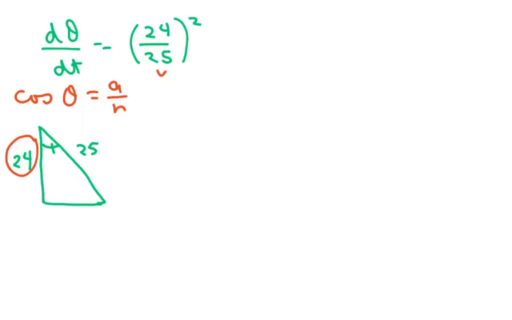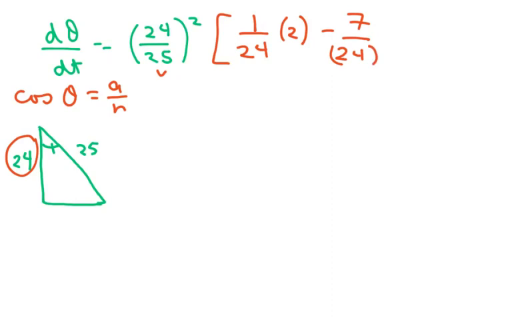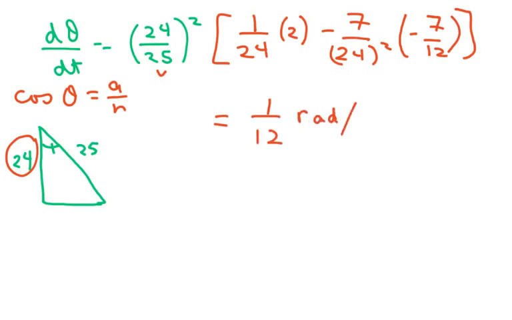And then we're going to fill everything else in. We get 1 over 24 times 2 minus 7 over 24 squared times negative 7 over 12. And when you multiply all this through, you're going to get 1 over 12 radian per second.